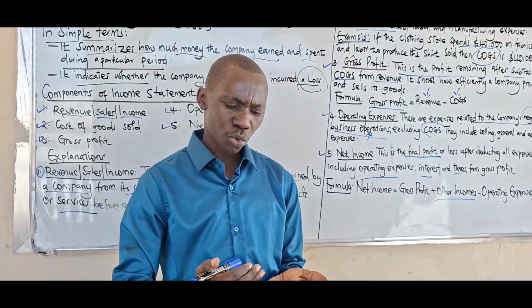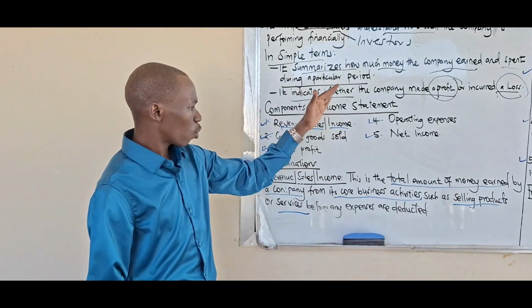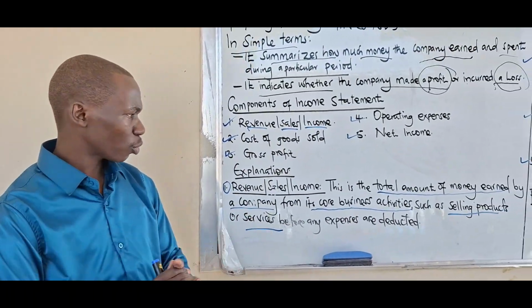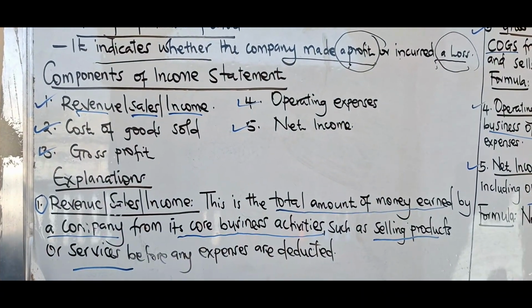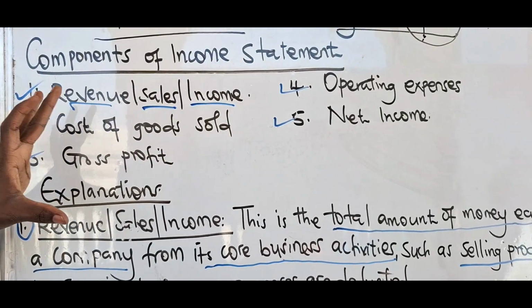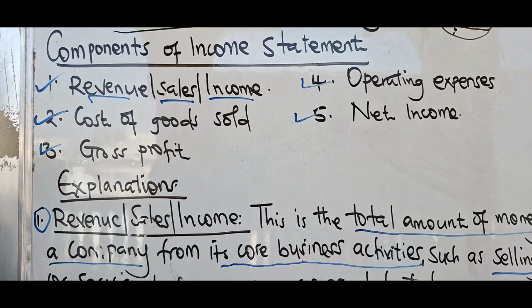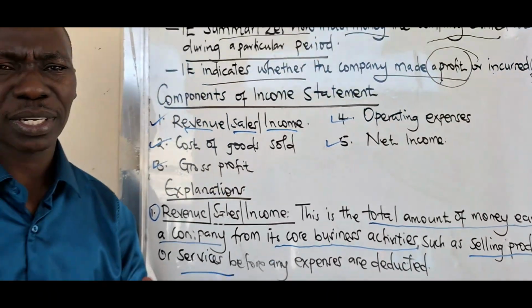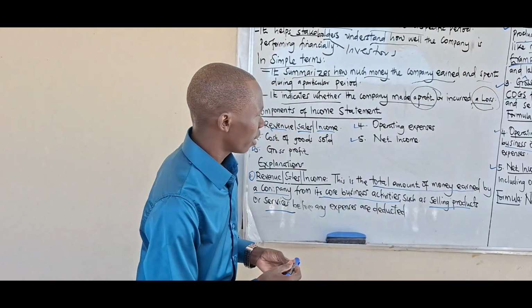However, you need to understand that as I'm preparing the income statement, I must include these 5 elements. One, I shouldn't forget revenue, as we have seen, the cost of goods sold, the gross profit, operating expenses, and net income. The moment you master this and you put all these components in your format for income statement, then determining whether the company has made a profit or incurred a loss becomes very easy. Take a look at the format of our income statement.